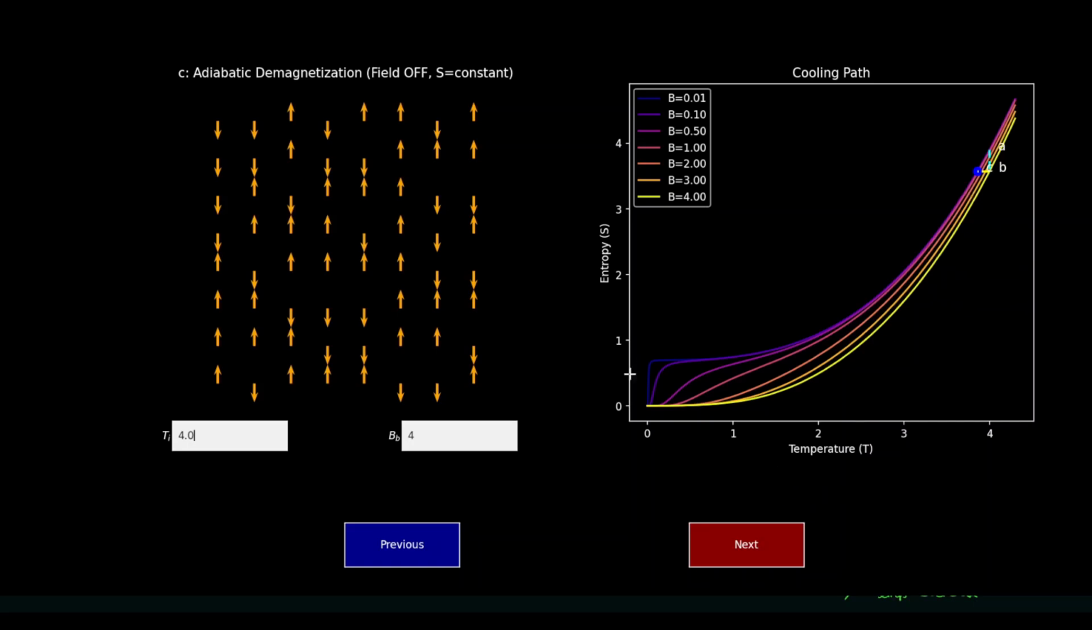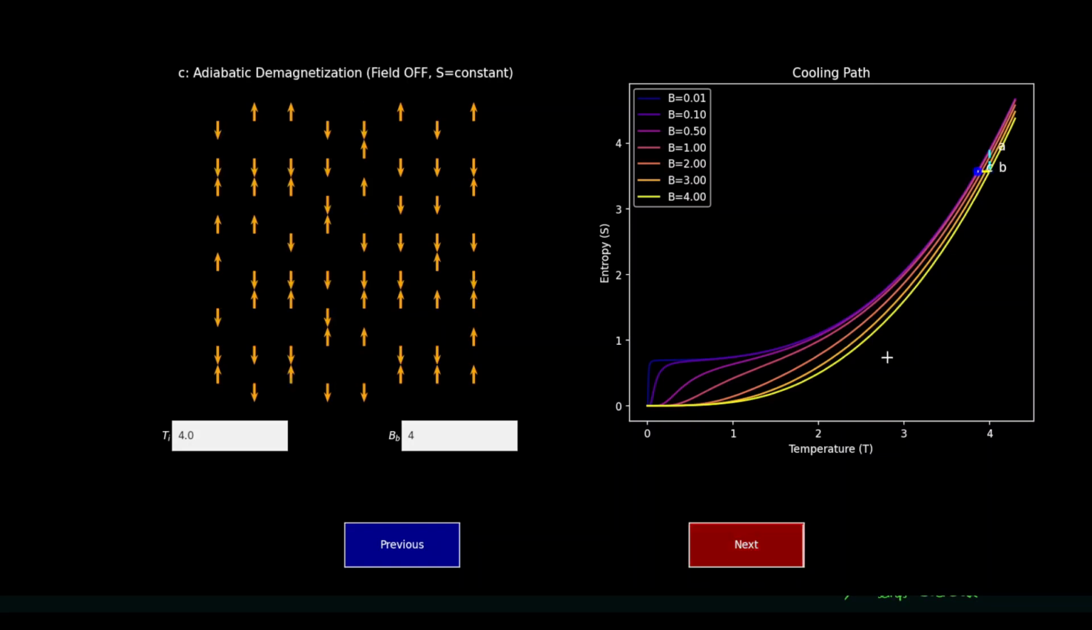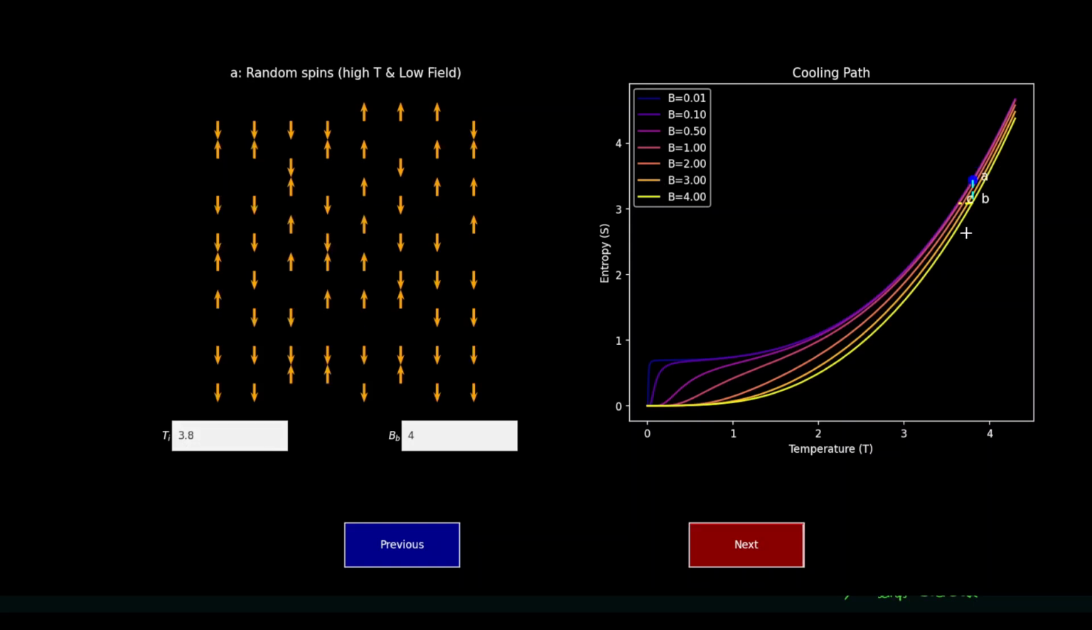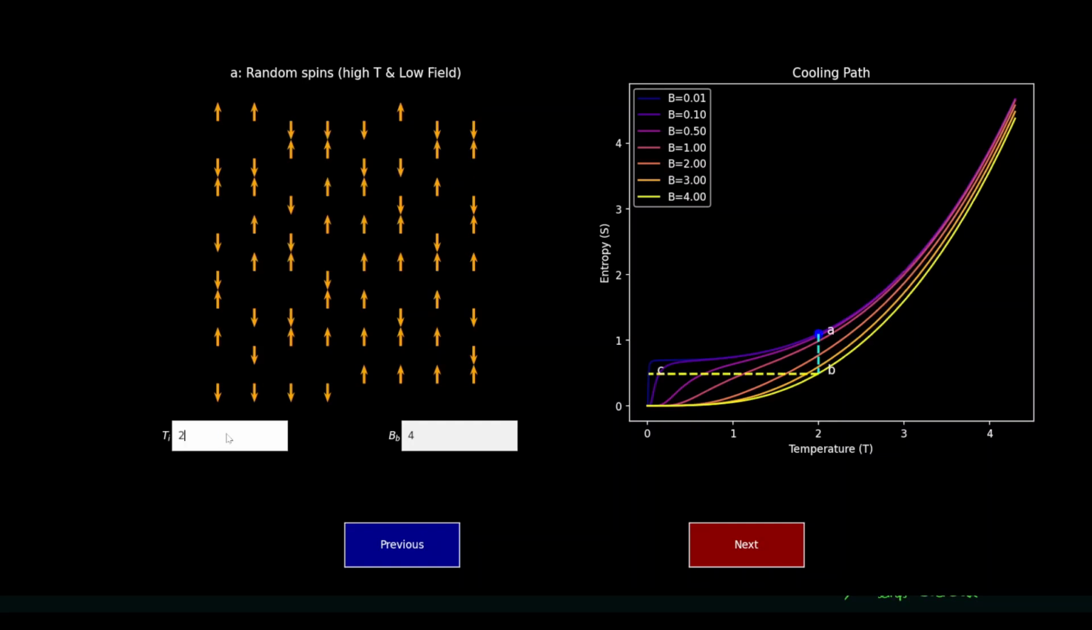Now again at this constant temperature we will magnetize the sample so that it reaches point B and then again point C. Now this point C corresponds to 3.8, so we will repeat this process of isothermal magnetization followed by adiabatic demagnetization again to reach a lower value. And this process is repeated till we reach a point which is very close to absolute zero.